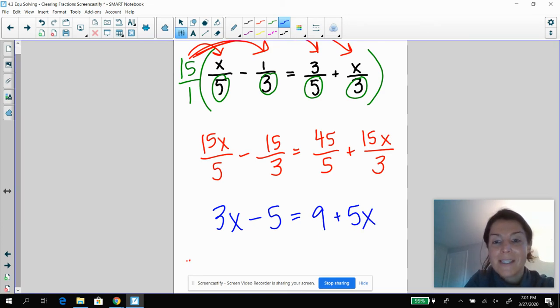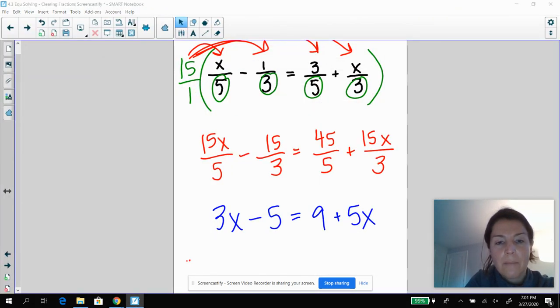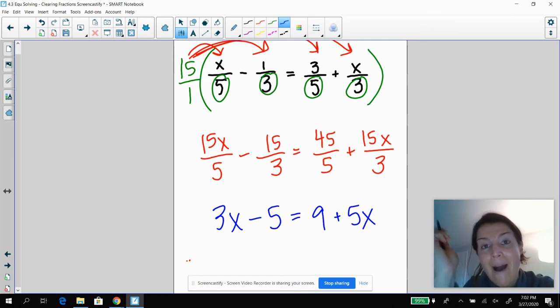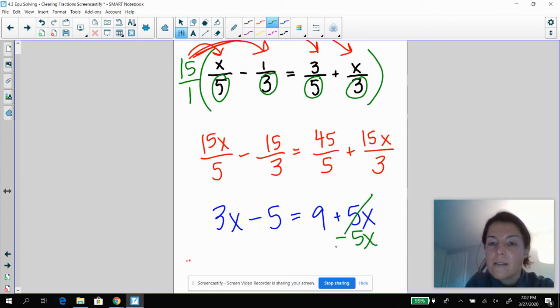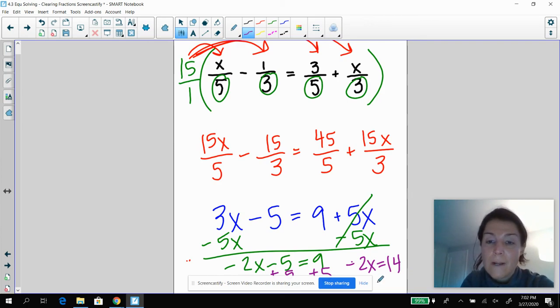We have a nice little three-step equation right here. For a three-step equation, remember, we want to combine our variable terms first. So let's move this 5x over here. If I do minus 5x minus 5x, I'm left with negative 2x minus 5 equals 9. And then I can add 5 to both sides, and I wind up with negative 2x equals 14. And then if I divide both sides by negative 2, I get x equals negative 7.